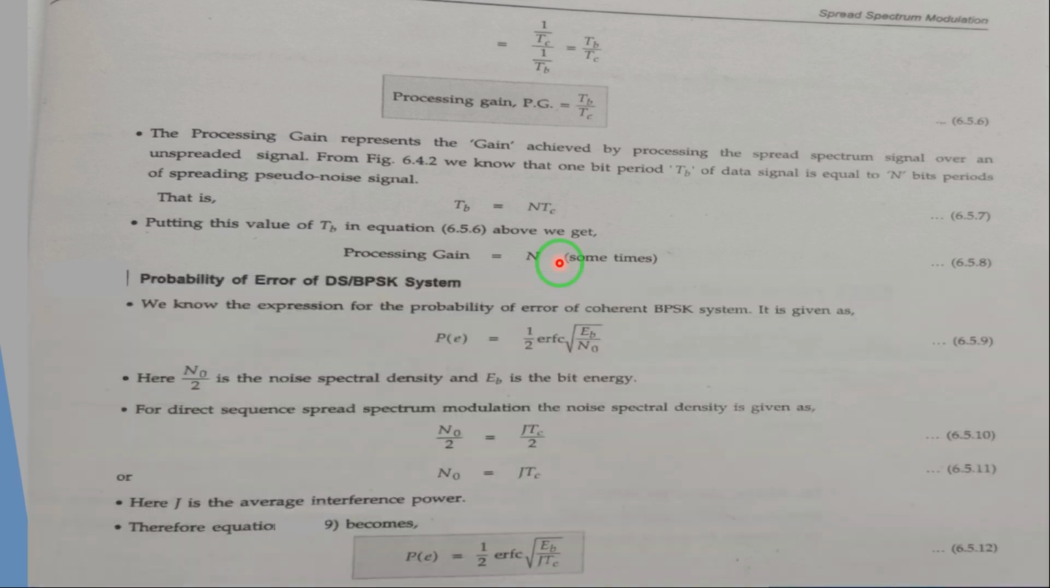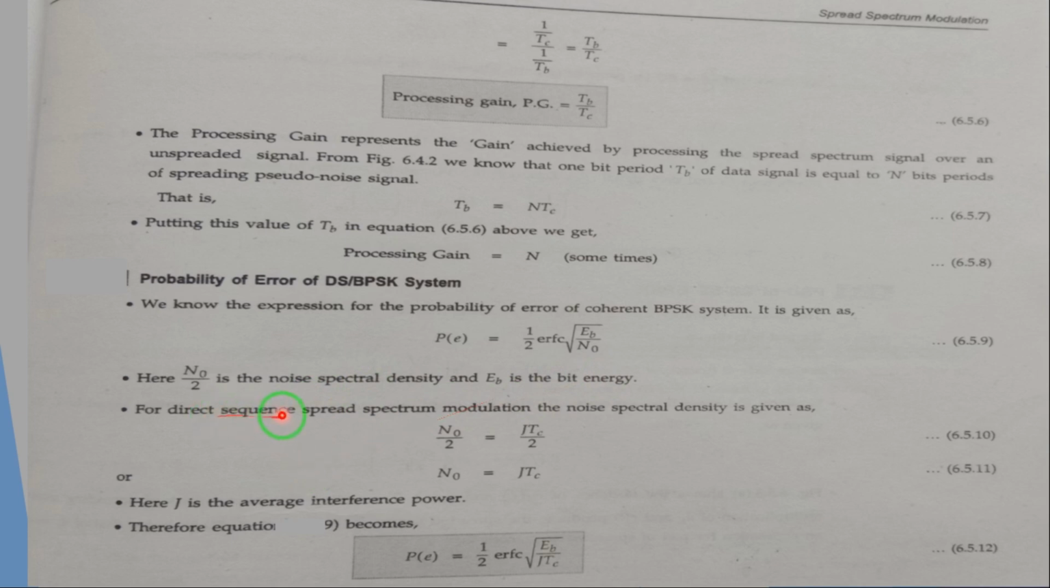Now, talking about the probability of error of the DSSS BPSK system. As we know, the probability of error of coherent BPSK that we already saw in previous modules is: probability of error is equal to 1 by 2 erfc of square root of Eb upon N0. N0 by 2 is nothing but the noise spectral density, and Eb is nothing but your bit energy.